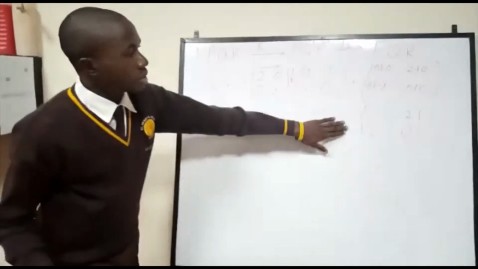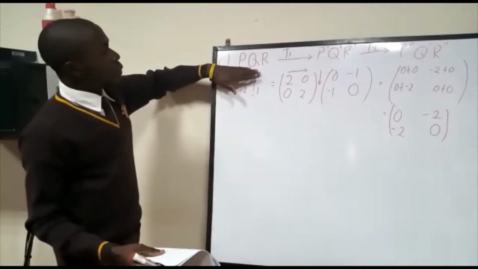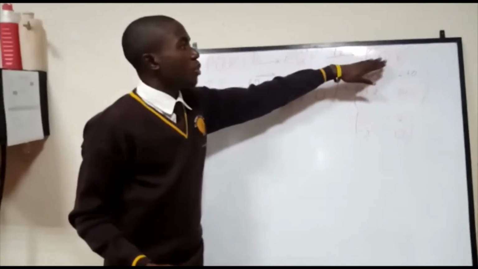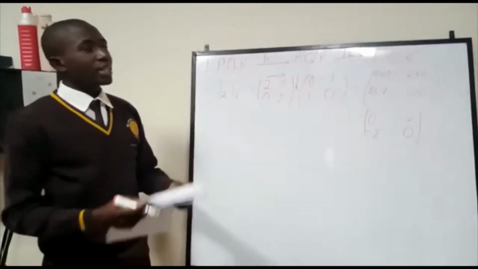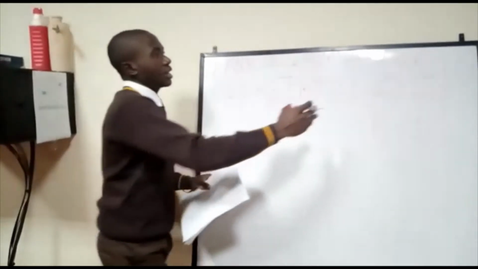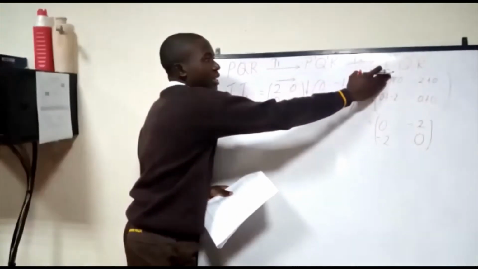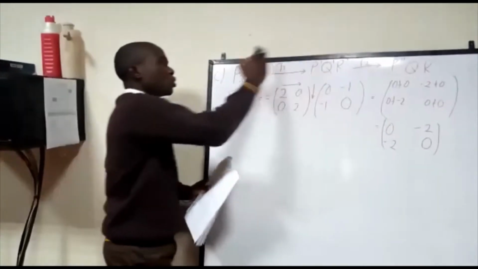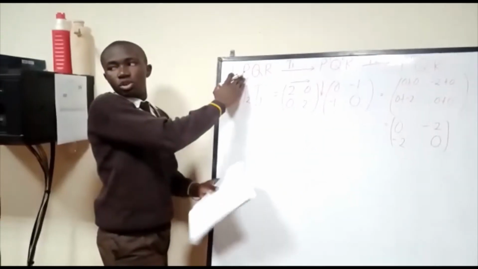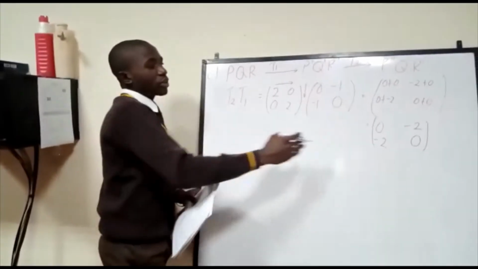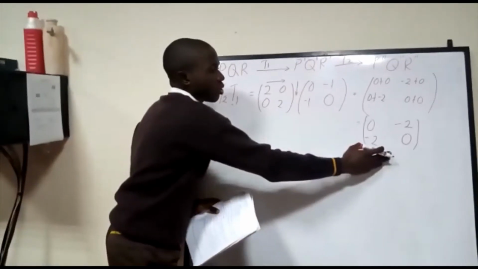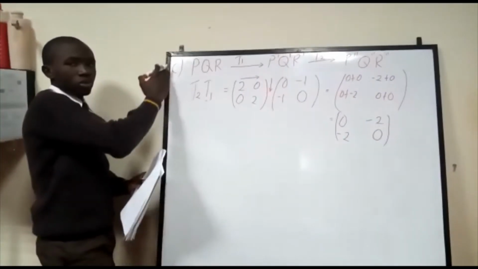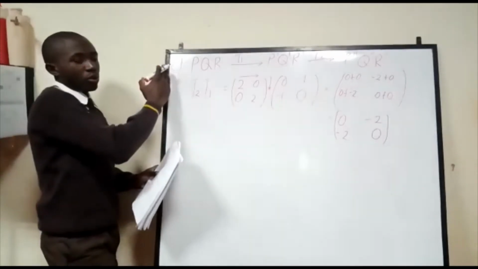So this is the matrix that will map PQR to P double prime, Q double prime, R double prime. But in the question, we are required to find the matrix that will map P double prime, Q double prime, R double prime back to the original triangle. So if we get the inverse of this one, we shall be able to get the matrix that maps this one back to the original triangle.